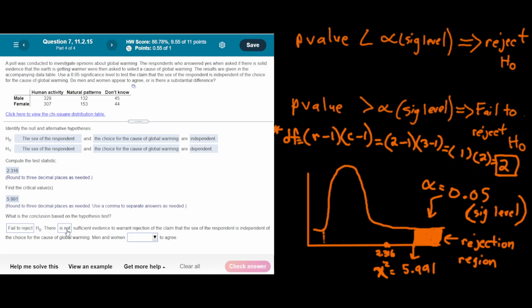Whenever you fail to reject, there is not sufficient evidence to reject the claim. And let's see if we can just get this right, just for kicks and giggles. There is not sufficient evidence to say that they're independent, so they are dependent. So, whatever.